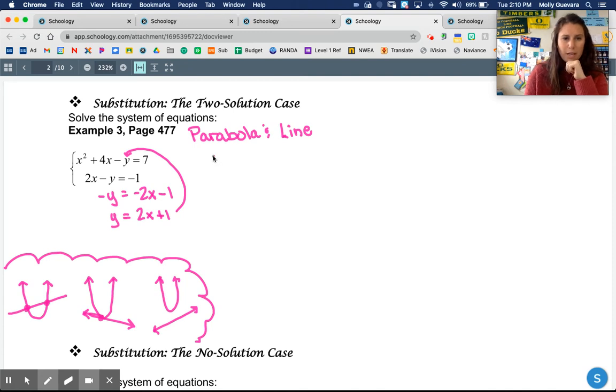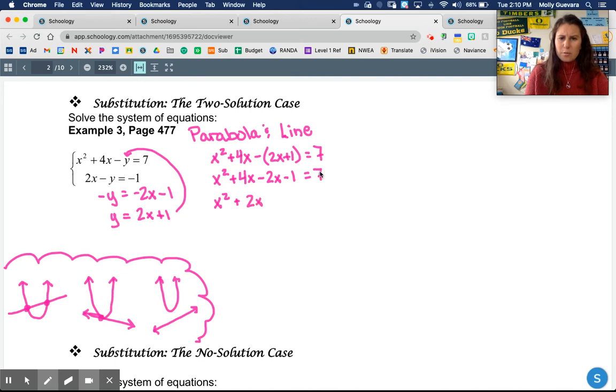Okay, so this leaves me x squared plus 4x minus, don't forget to add that parenthesis after a minus, (2x plus 1) equals 7. I need to distribute this negative now, which is why it's so important to have the parentheses there. Okay, so x squared plus 4x minus 2x minus 1 equals 7. I'm going to get everything onto one side, start combining things. So x squared, I have a 4x minus 2x, which is 2x. I'm going to subtract the 7 over, which gets me negative 8 equals 0.